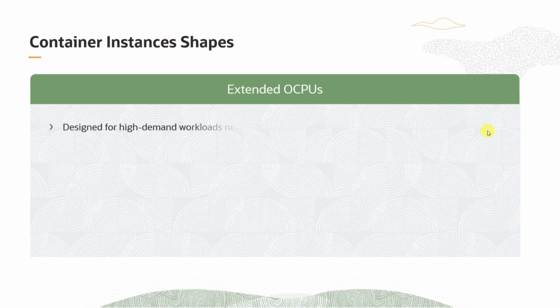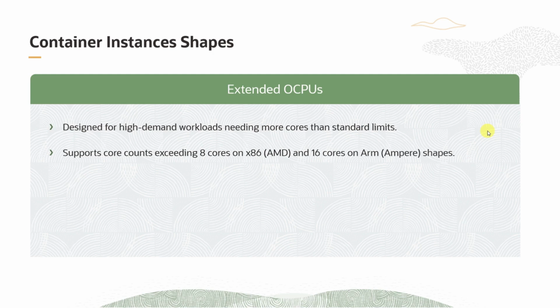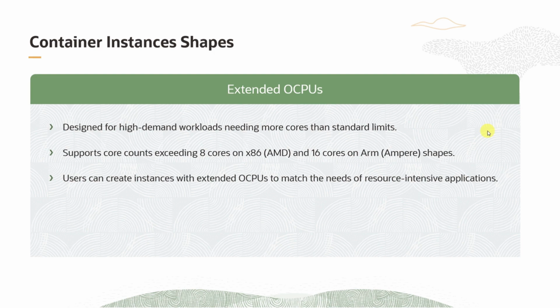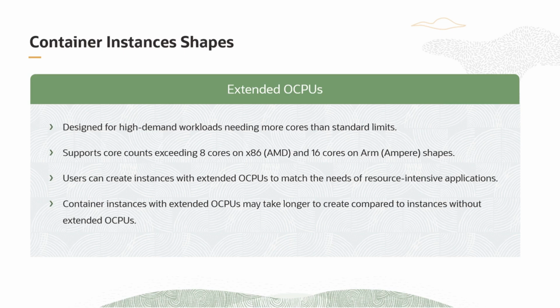Extended OCPU container instances are designed for demanding workloads that need more cores than the standard configurations. With extended OCPU container instances, users can exceed the regular core limit, accommodating high-performance applications that require additional processing power. You can create container instances with extended OCPUs to tailor resource allocation to the specific needs of your workload, ensuring optimal performance. However, it's important to note that due to the increased core count, container instances with extended OCPUs may take longer to create compared to instances with standard configurations.